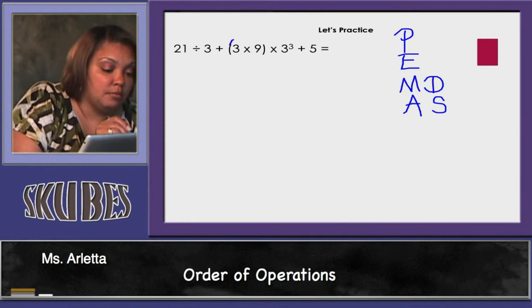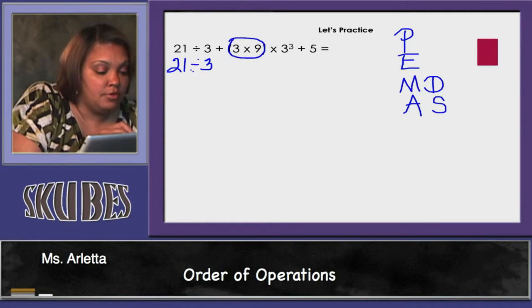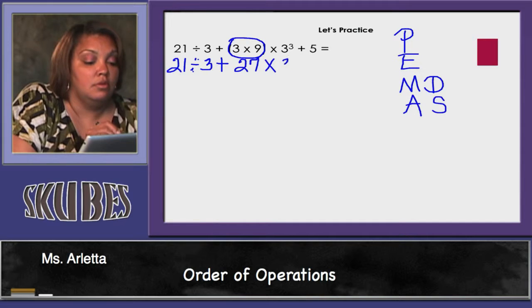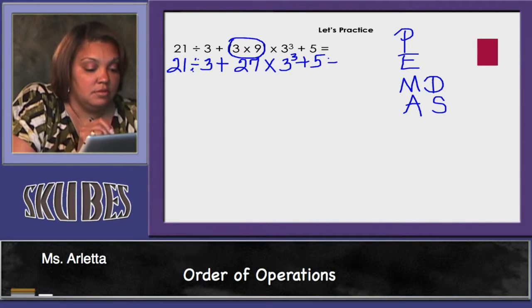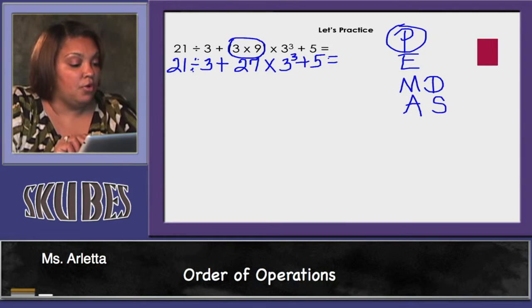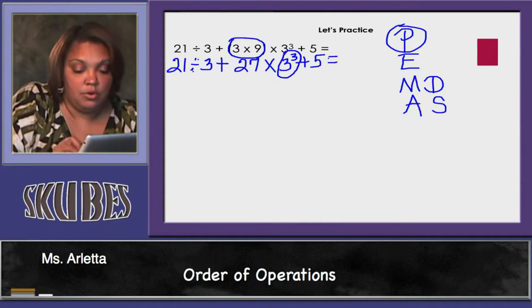Parentheses, that's the first step. I'm circling my parentheses and I can begin copying down everything else except for that parentheses. I'm going to solve that. 3 times 9 is 27. What's next? Okay, I'm done with my parentheses. Now I need to look at the next step. The E, that stands for exponent. I see an exponent here. 3 to the 3rd power.